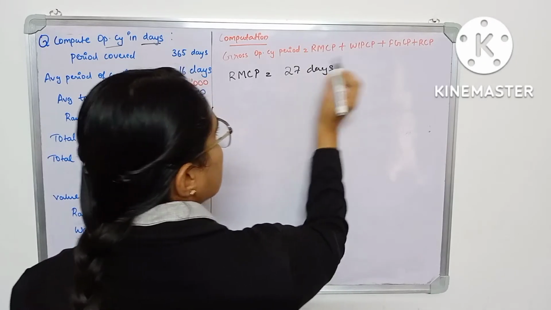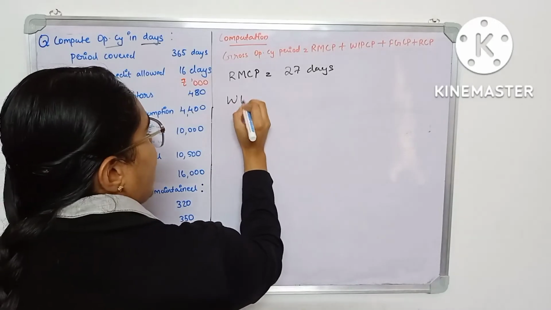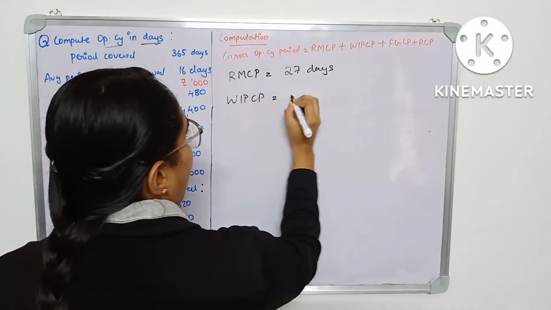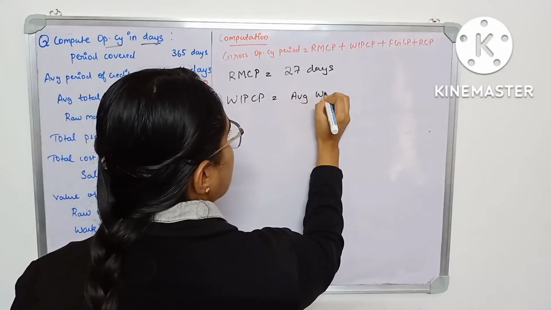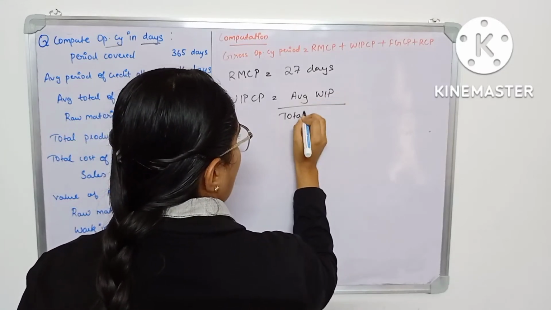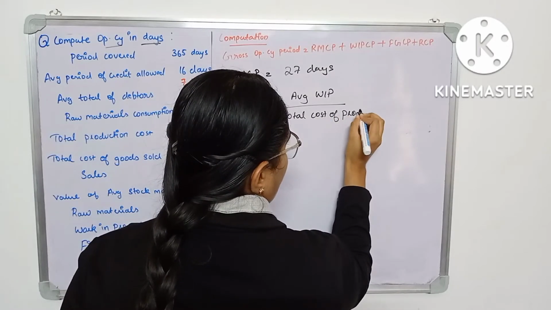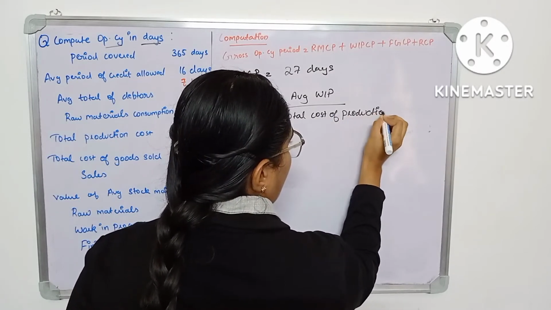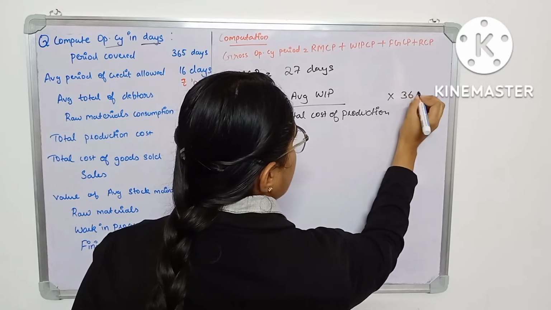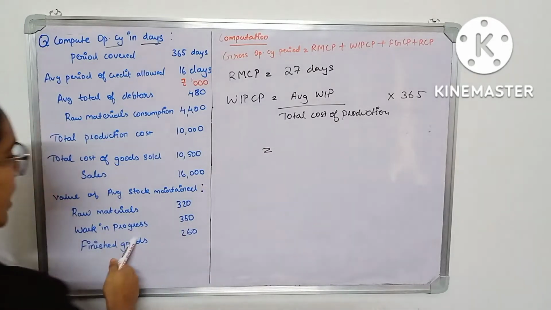Now the next step is to calculate the work in progress conversion period. That is given by average work in progress divided by total cost of production into 365.